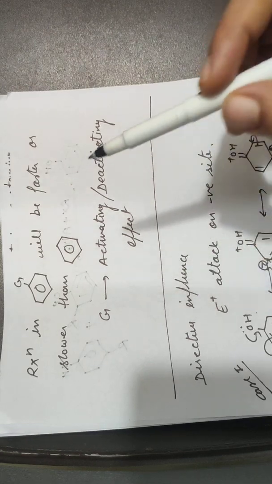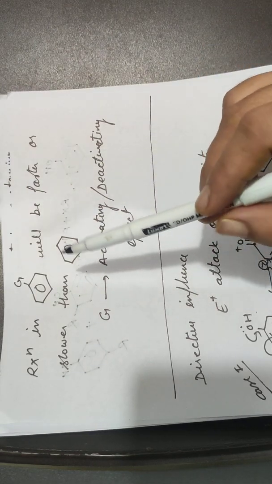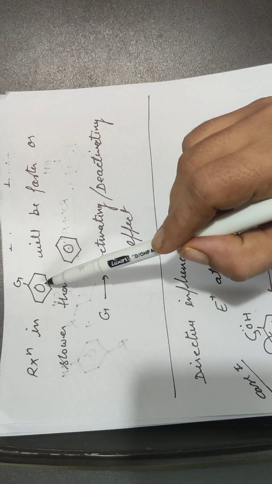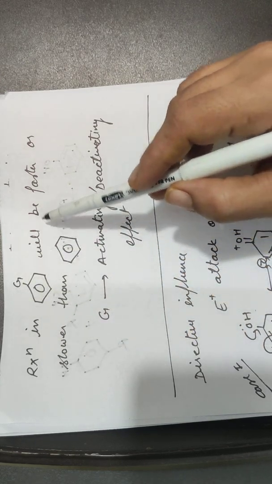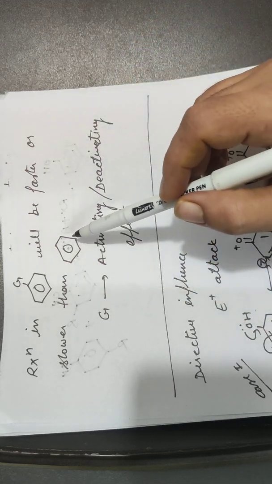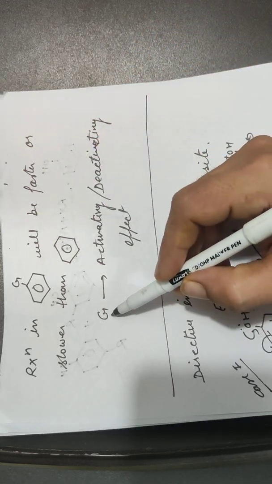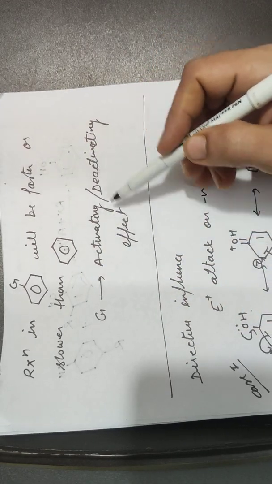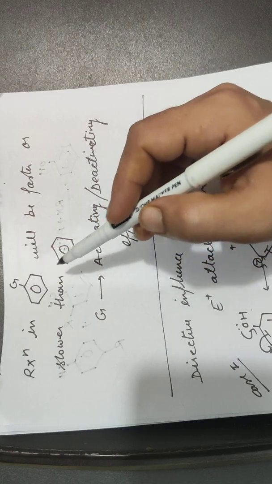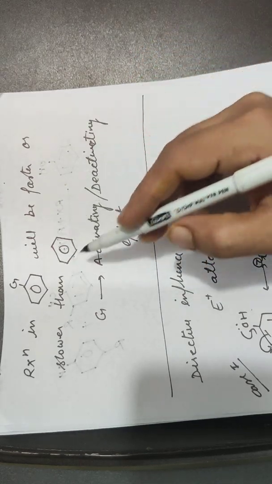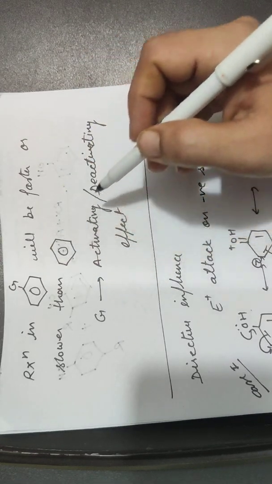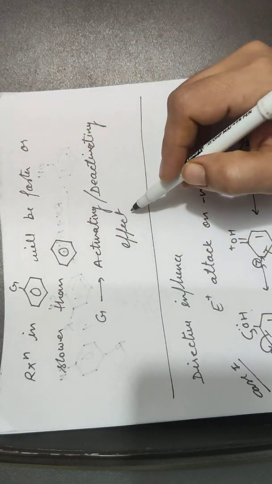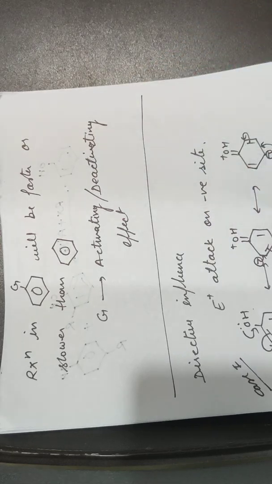Simultaneously, one more thing will be there. We are comparing this compound's electrophilic substitution reaction with the normal benzene ring. Will the reaction in this type of compound be faster or slower than benzene? This also will be decided by the functional group present on the benzene ring, and this will be called the activating or deactivating effect. If the compound gives the reaction faster than benzene, the group is called activating. If it shows a slower reaction than benzene, it is called a deactivating group. Activating and deactivating effects are these.